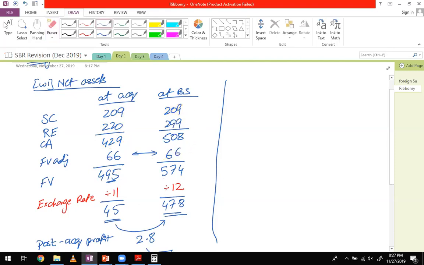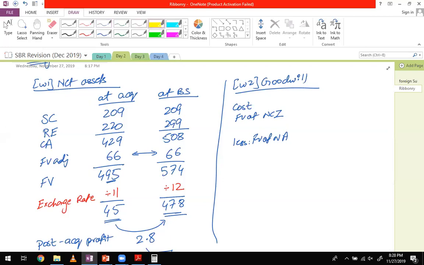So let's solve working number 2, which is going to be the goodwill. Now, when we talk about the goodwill, we keep the cost, the fair value of NCI, and then we deduct the fair value of net assets. Now, because this is an old question, the fair value of NCI was not given into it. But there should be a fair value of NCI in the question ID. So let's solve this using the partial goodwill method right now.